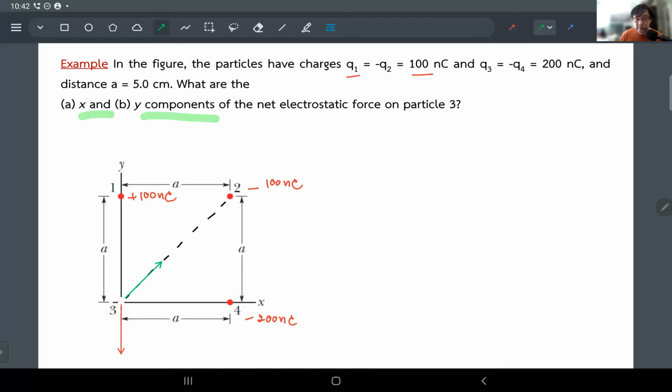Cool. Now, charge number 4 is also negative, and it looks like it's pretty strong. Its charge is 200, and it stays pretty close. So let me draw a bigger, longer arrow right there, but it's going to point towards charge number 4.